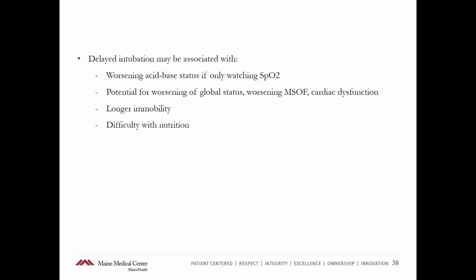And there's also an issue about nutrition. It's hard to feed these people. And so at some point, I can't very well put an NG tube in with somebody on high flow nasal cannula. I mean, we do, but it does sort of defeat the purpose to some extent. So that becomes an issue over the long haul too.